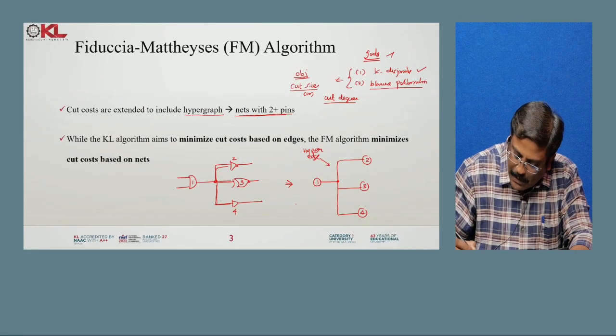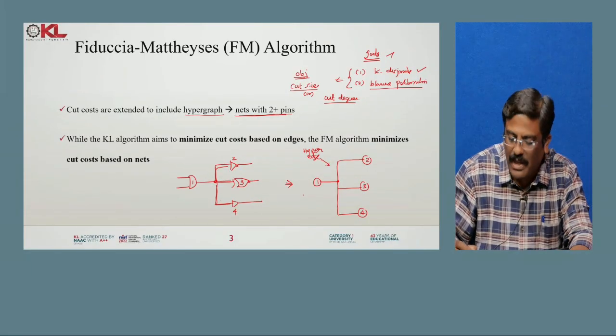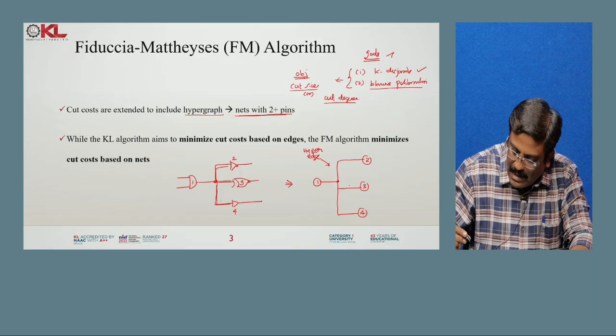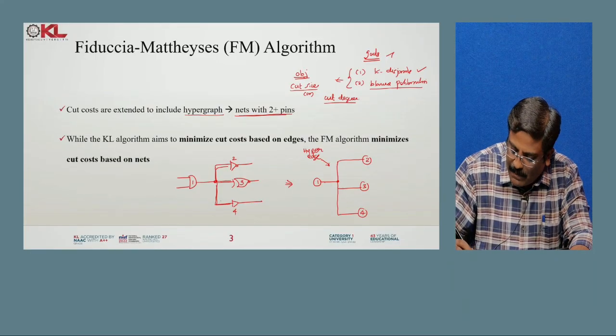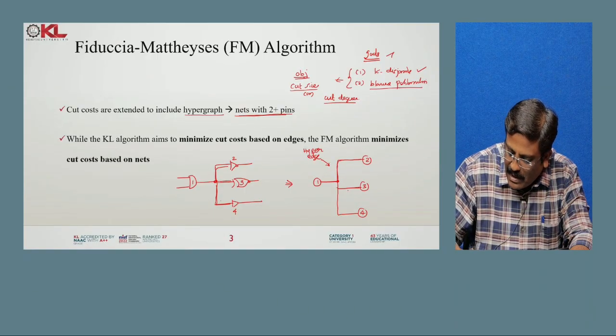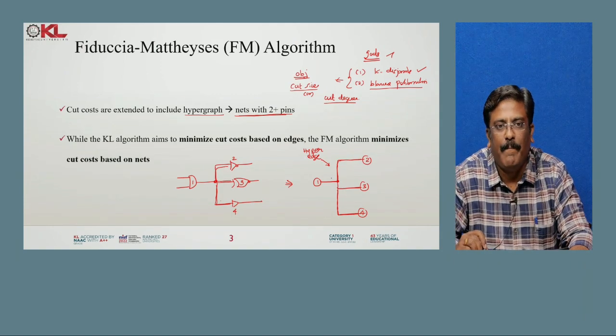So nets with 2 plus pins are going to get satisfied, and we are converting that into a graph, and we can see that this edge we can call a hyperedge. It means that from one edge we will have multiple connectivity between one node and another node. So this edge we can call a hyperedge, right?